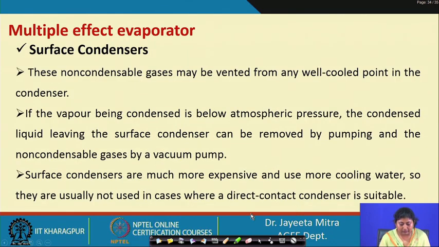So, these non-condensable gases may be vented from any well cooled point in the condenser, and if the vapor being condensed is below atmospheric pressure, as the case may be when the last effect is operated under vacuum, the condensed liquid leaving the surface condenser can be removed by pumping and the non-condensable gases by a vacuum pump, right.